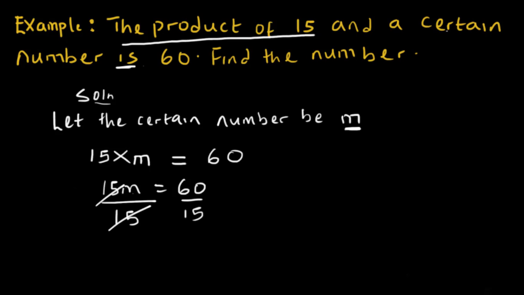15 cancels 15. We are left with m equals to, we can go little by little. 5 here 3, 5 in 6, 1 remainder 1, 5 in 10 2. So m equals to 4. Do you understand? Alright, let's take another example.